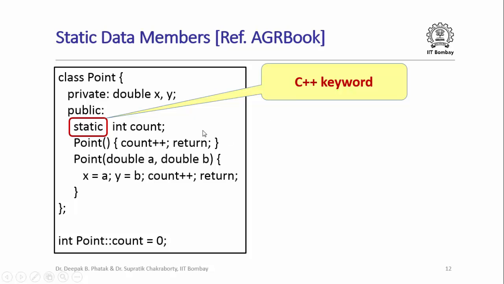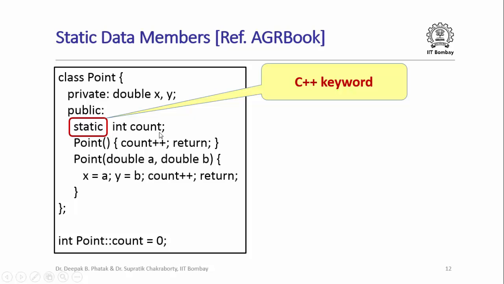Now let us look at what are called static data members. So here is the class point that we have been seeing. It has these two data members x and y. Here I have shown two constructors. One is a default constructor, one is a non-default constructor. And let us suppose that I am interested in counting how many objects of class point are being created or allocated. So how would I do that?